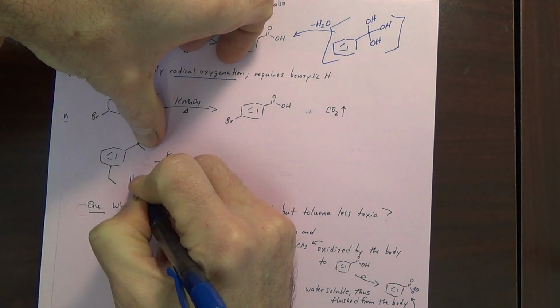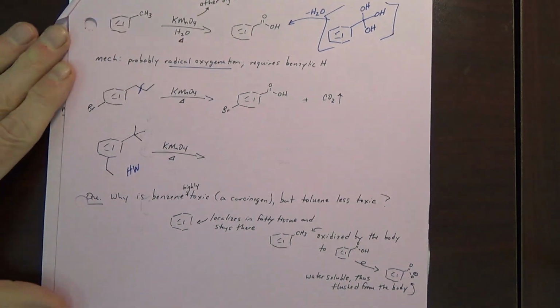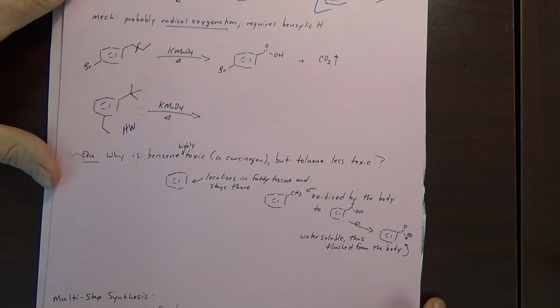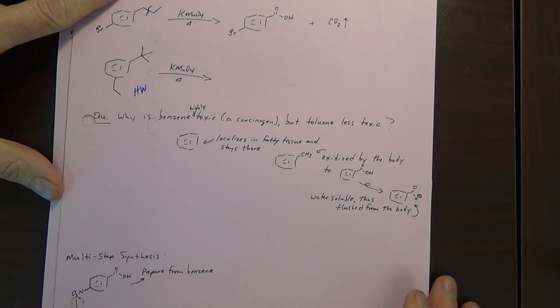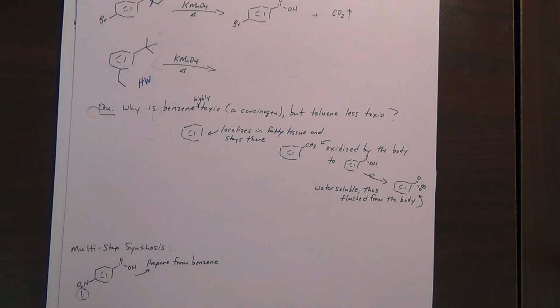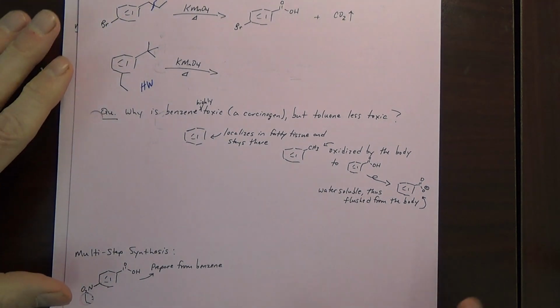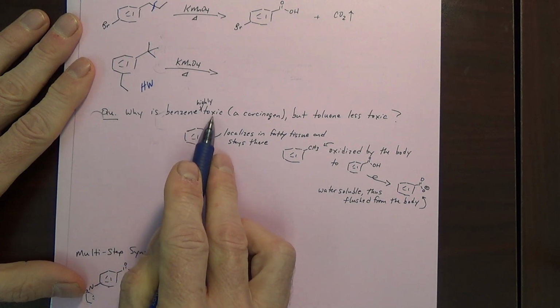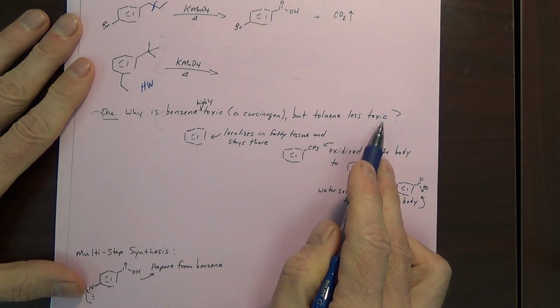I'll let you try this one down here for homework. All right, these are really just predict-the-product reactions. I will add a question here. Why is benzene highly toxic but toluene less toxic?